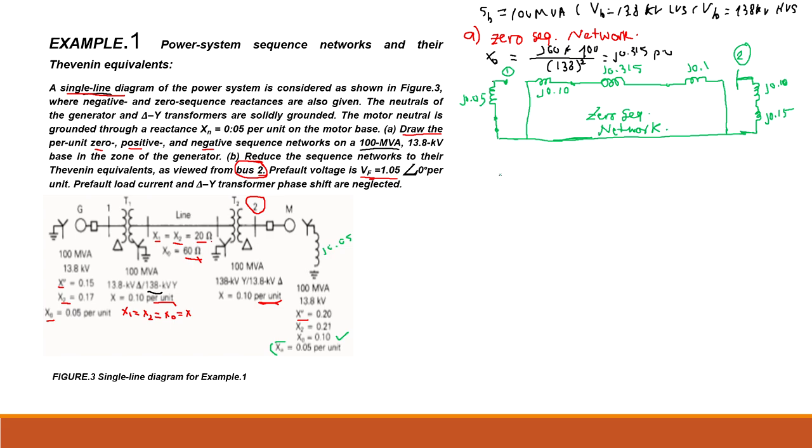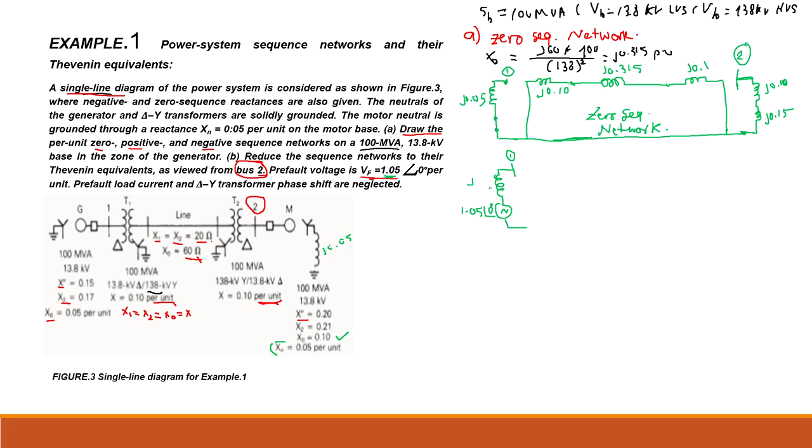So this is the positive sequence of the generator. This is the internal voltage, as we said, equal to 1.5. The internal voltage is equal to the voltage at the point of fault, and the point of fault is assumed to be at bus bar number 2. The voltage at bus bar number 2 before the fault takes place is equal to 1.05 per unit.